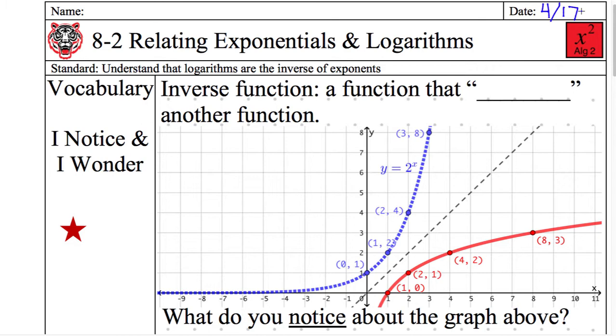Chris does not have the date on his paper. Let's see. James is still writing his name. Make sure you have your name and date on your paper.